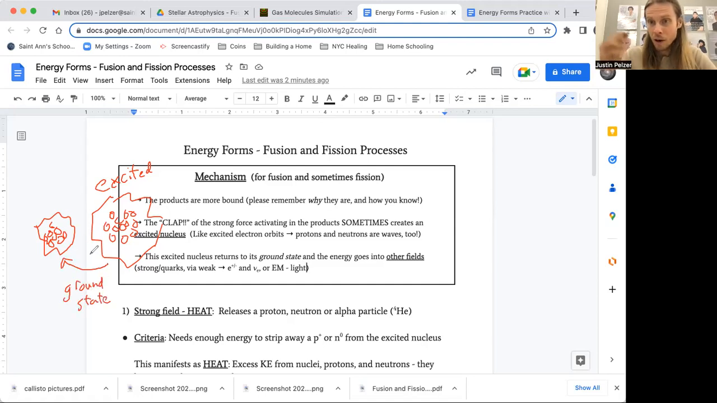Just like electrons did when they returned to the ground state, if you remember. An electron would return down to the ground state and emit a photon. Same here. They'll return down to the ground state and maybe emit a photon, or maybe emit an electron, or maybe emit another proton or an alpha particle. For electrons, the only option was light. Here we have three options. Let's go through them. That's the picture.